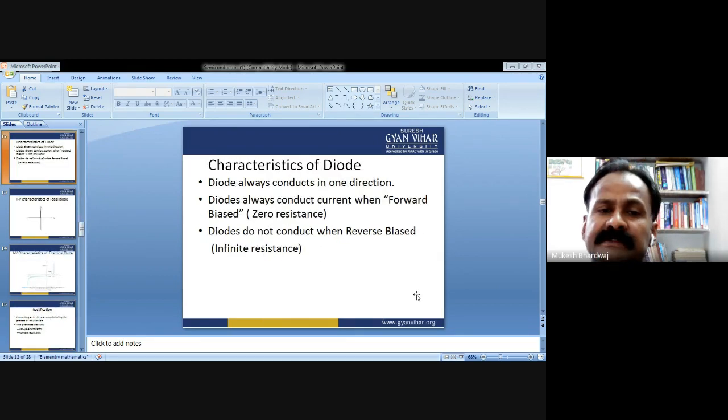Characteristics of a diode: a diode always conducts in one direction. Diodes conduct current when forward biased, offering almost zero resistance. Diodes do not conduct when reverse biased, offering almost infinite resistance.